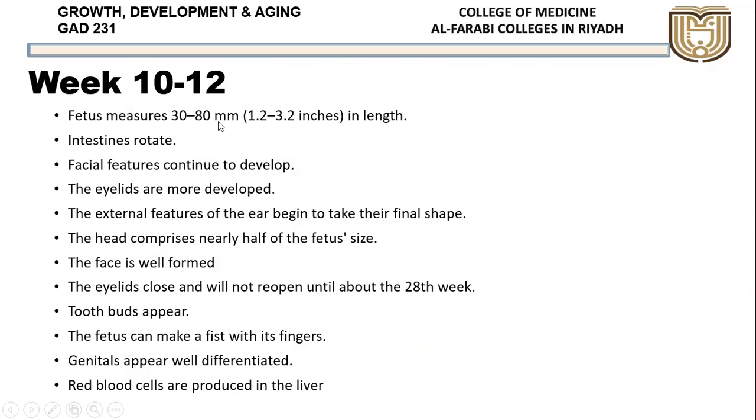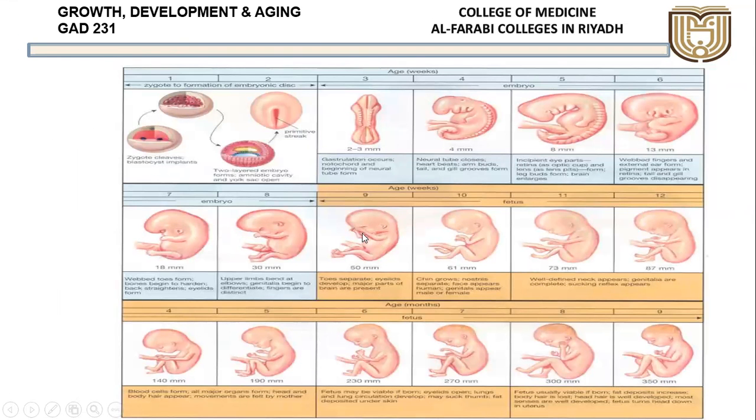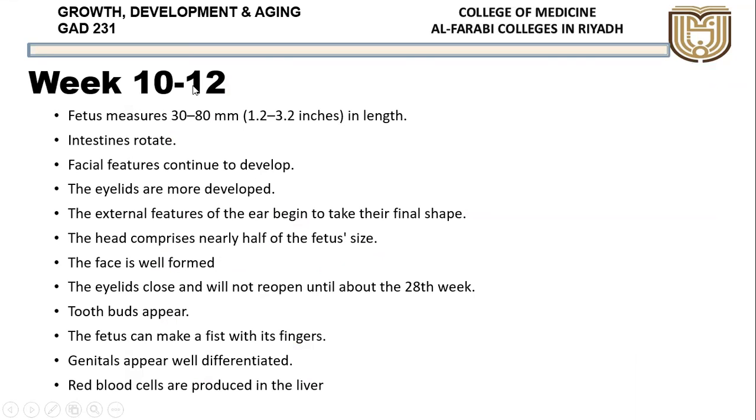So now we see what are the changes taking place, especially from the 10th week to the 12th week. Now the fetus has some features. As you can see here, the limbs are there, the upper limb, lower limb, head, the trunk, everything. Now it starts measuring almost 30 to 80 millimeters. 30 to 80 millimeters will be the size of the fetus, or just 1 to 3 inches in total length.